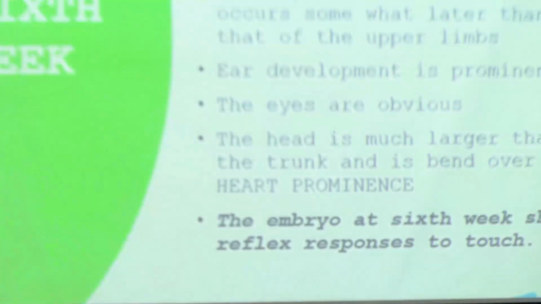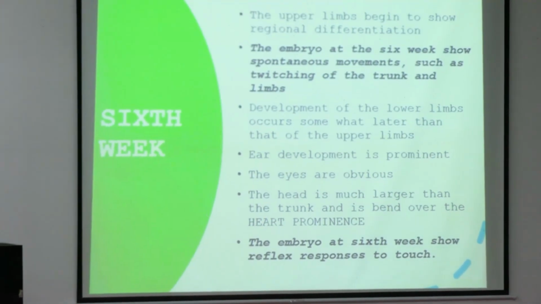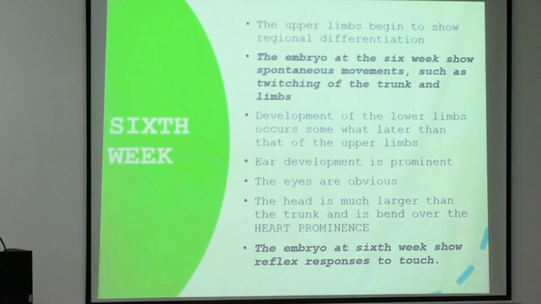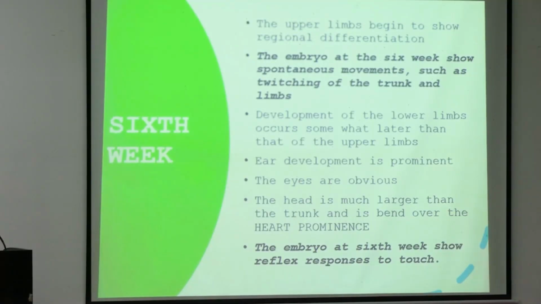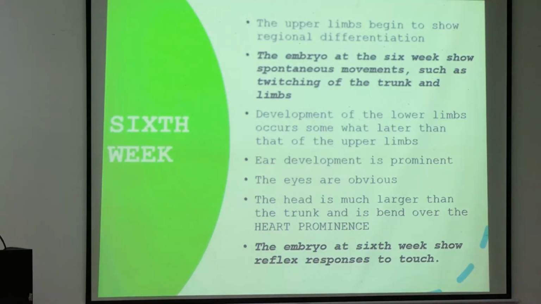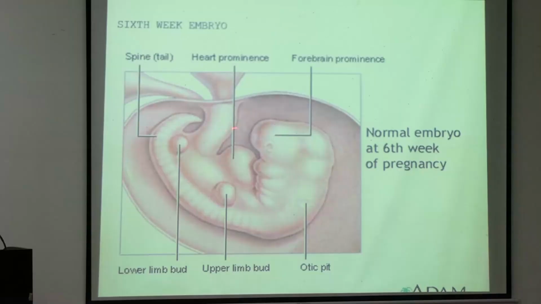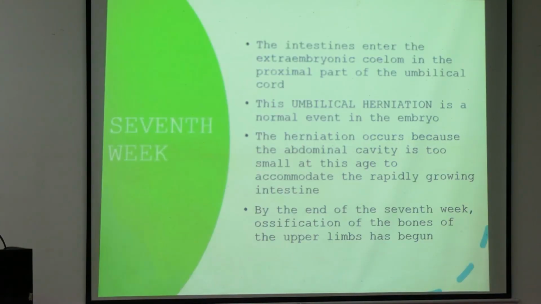And the embryo at 6 weeks also shows reflex responses to touch. So how did they find out? We don't know. But if you touch the embryo at 6 weeks, it shows reflexes, right? The eyes are obvious, the ear development is prominent, and lower limb development is later than upper limb. So this is the 6th week embryo. It does not look very human, but it is a human embryo.